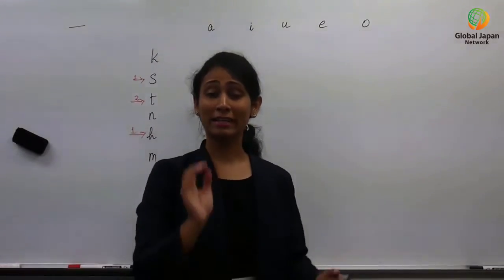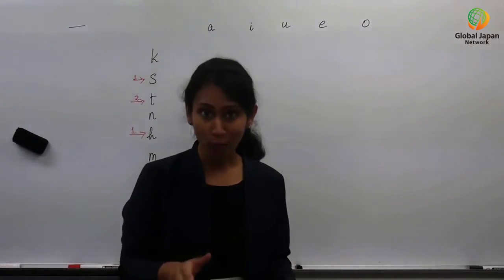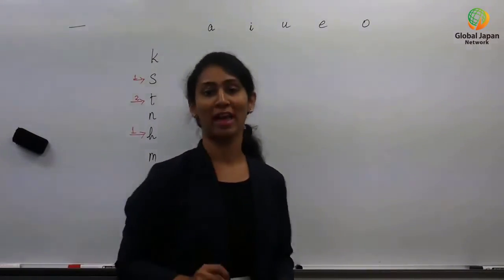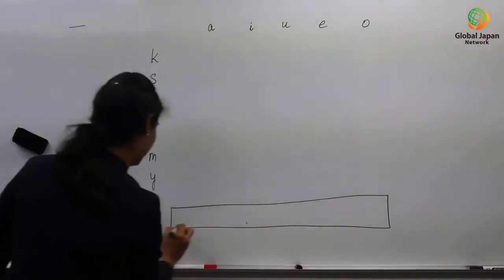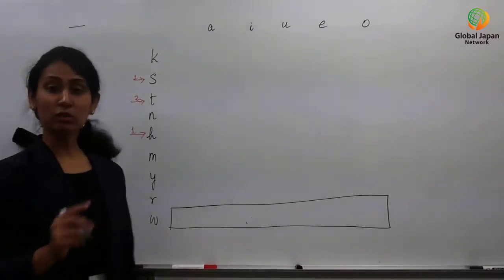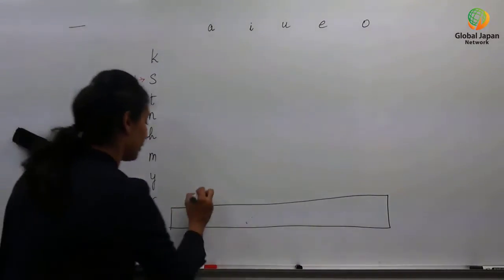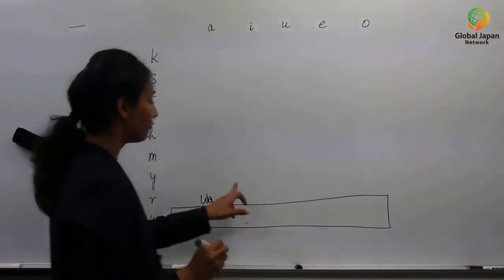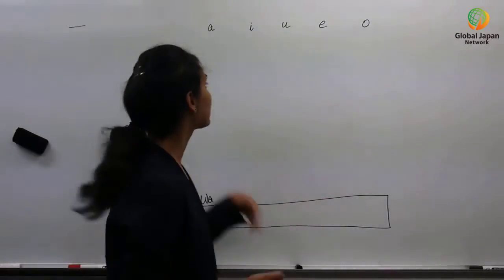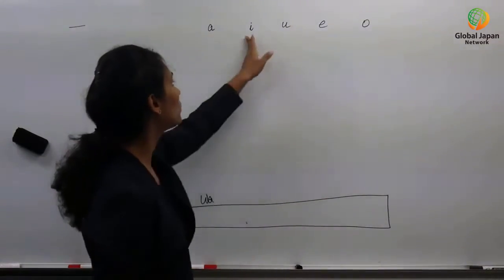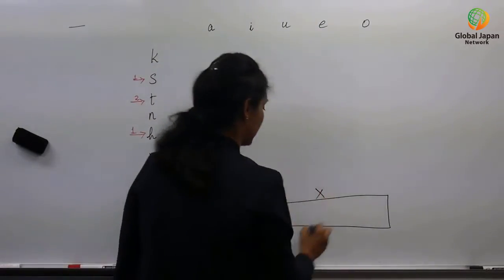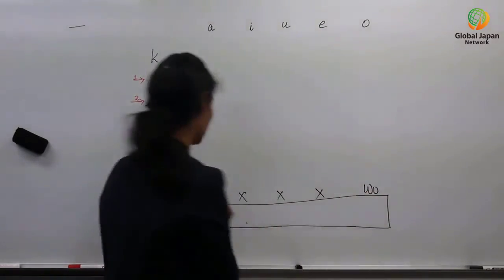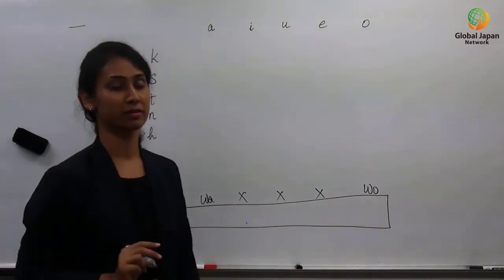Yay! We are in the last line now. And know what? This line has only 2 characters. Let's look at the wa line. The sounds in this line are va, vi, vu, ve go missing because it's considered that they're similar to e, u, a. So these 3 are missing, and then there is the last one. So wa, wo, only 2 letters here.